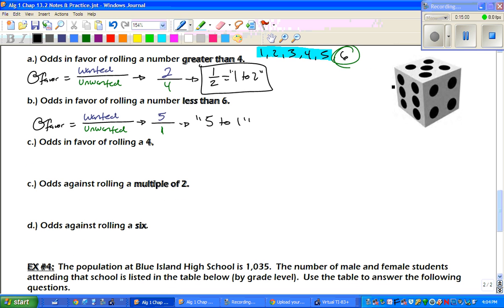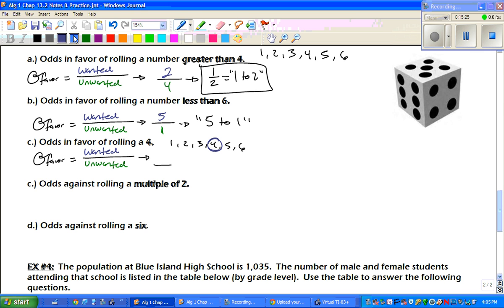Alright, let's take a look at the next ones. Odds in favor. Okay, so we're still talking about odds in favor of rolling a 4. Out of 1, 2, 3, 4, 5, 6, there's only 1 four. Okay, but how many against do you have? 2, 3. There are 5 numbers against that, so you only have a 1 to 5 chance that that's going to happen.